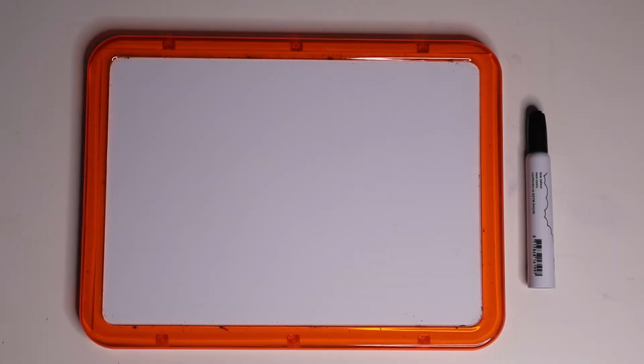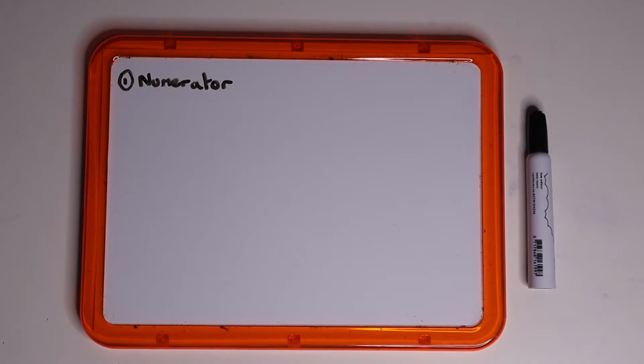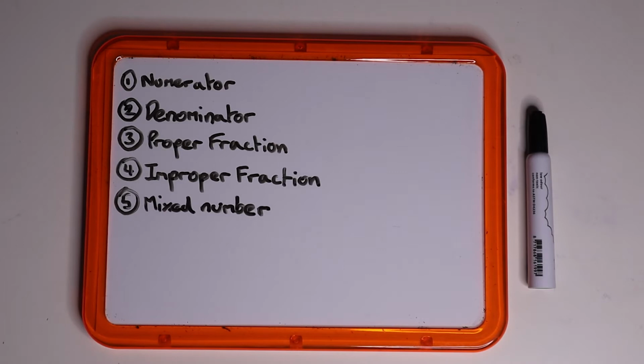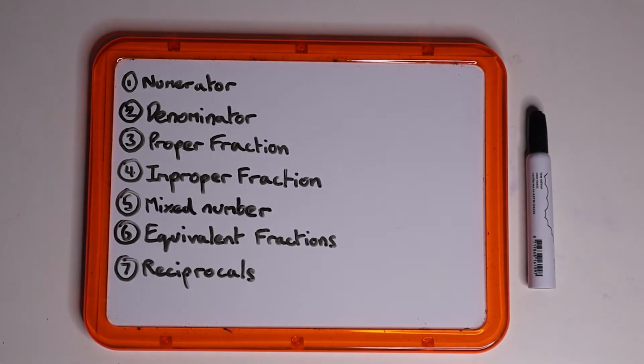Okay, so there are 8 terms and you need to know what all of them mean. The 8 terms that you need to know are numerators, denominators, proper fractions, improper fractions, mixed numbers, equivalent fractions, reciprocals, and the simplest form.